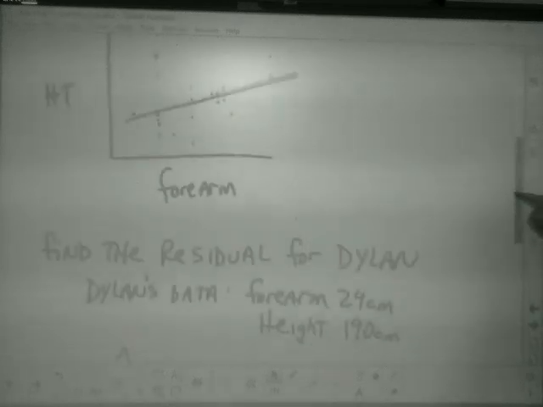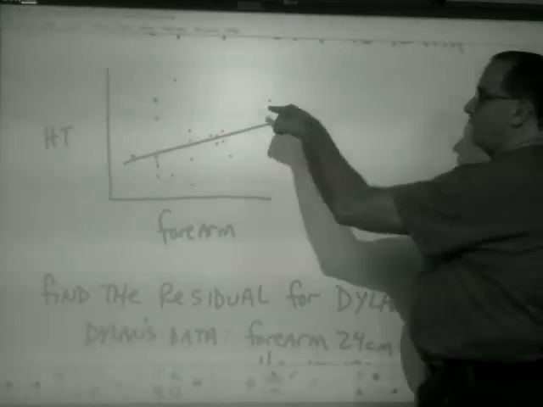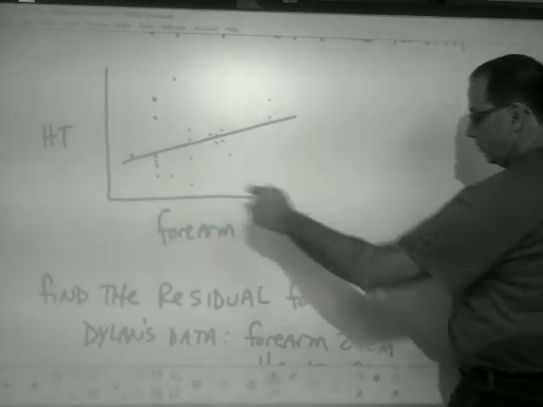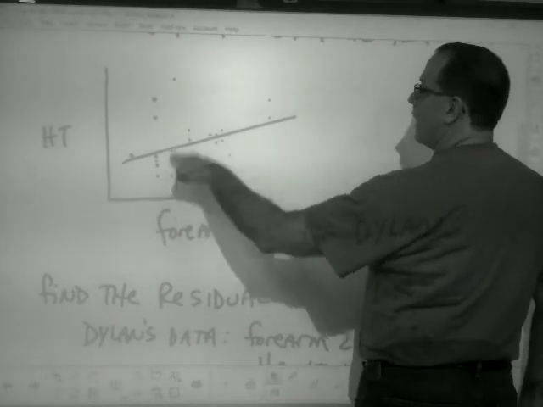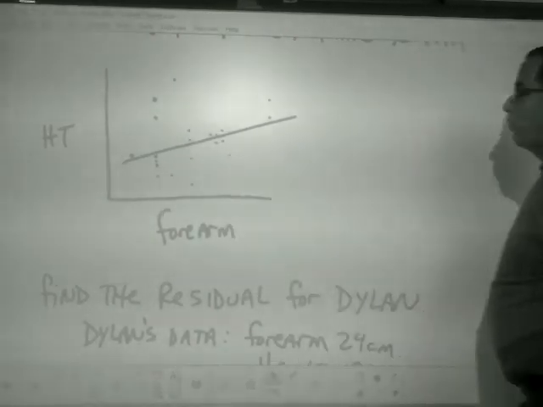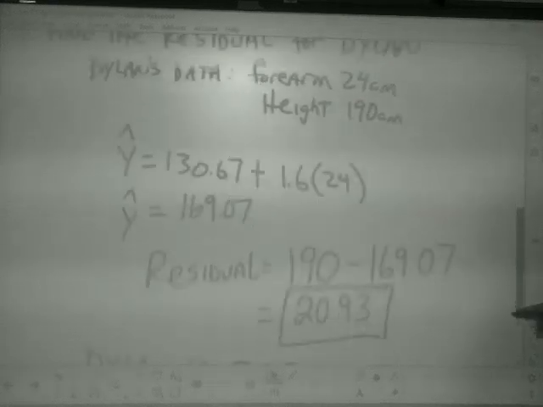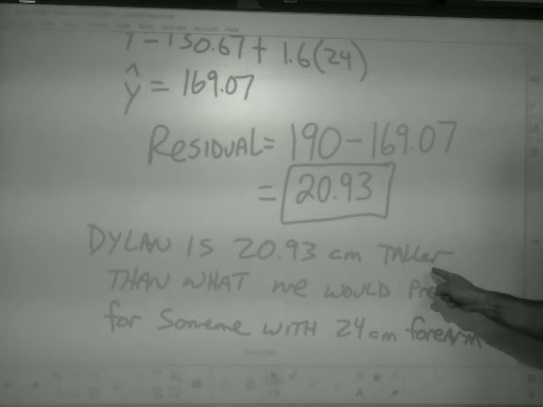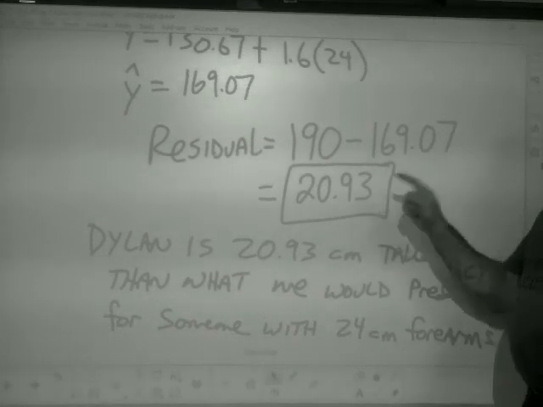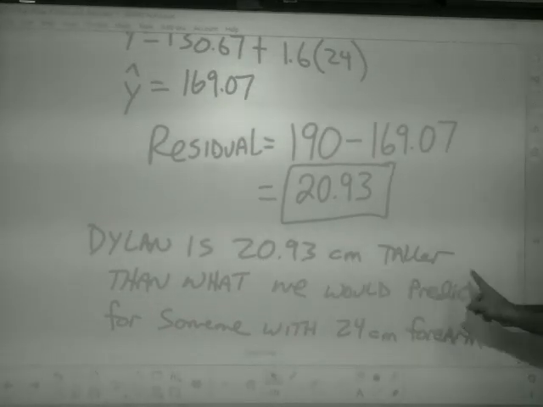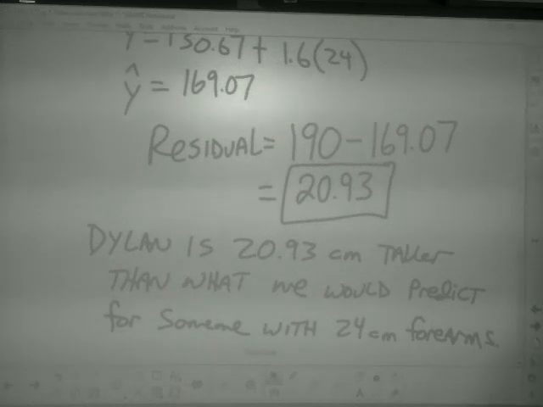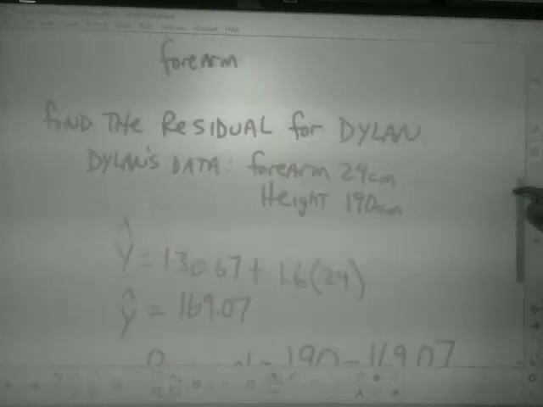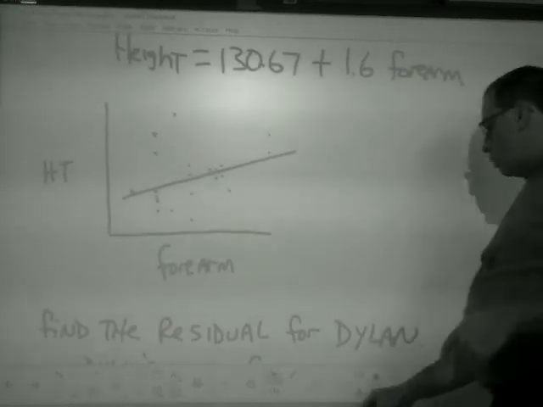So if I look up here on this graph, he's one of these points that are above the line, positive. So if I had this scaled, I could come over to 24 and probably find his point. So what do we know? What does this tell us? Dylan is 20.93 centimeters taller, because his residual was positive, taller than what we would predict for someone with 24 centimeter forearms. That's what the residual tells us. It tells us how much taller or shorter, in this case.